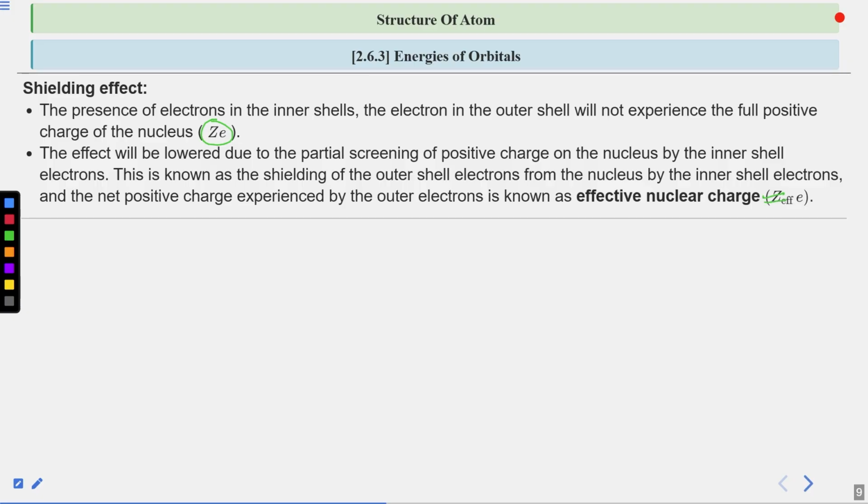Is this point clear to all of you? Any doubt in this? So I guess this is simple to understand, what this effective nuclear charge is. It is basically the charge that is experienced by the electron due to intervention of a second electron in between.